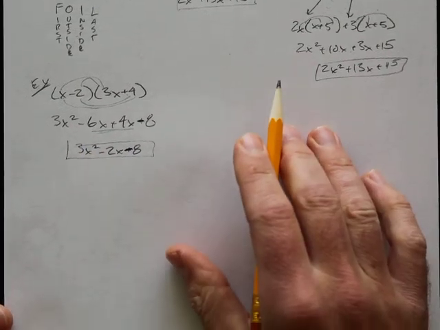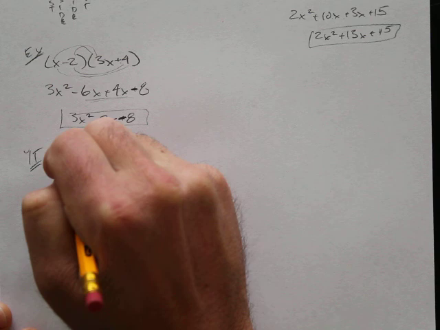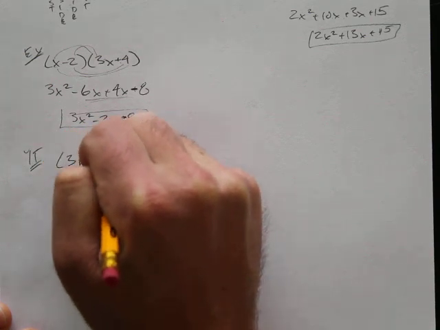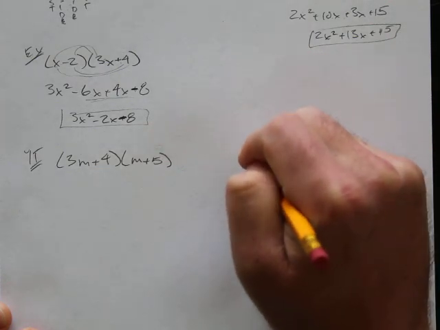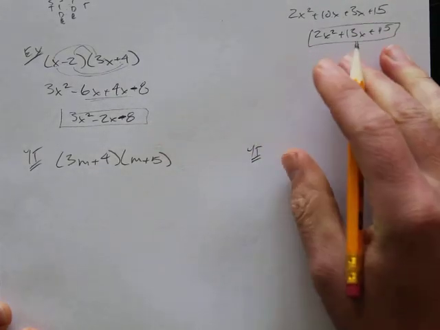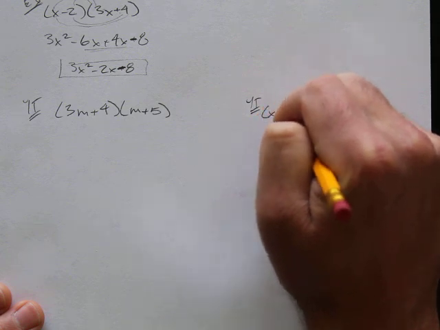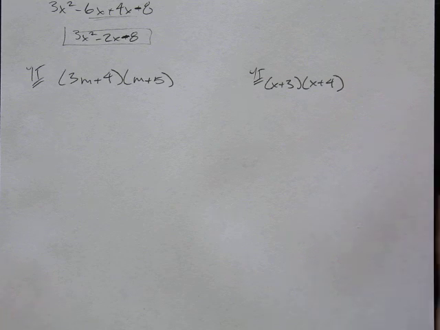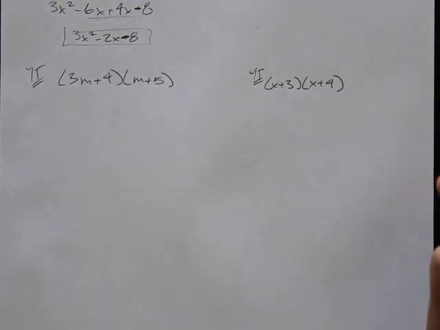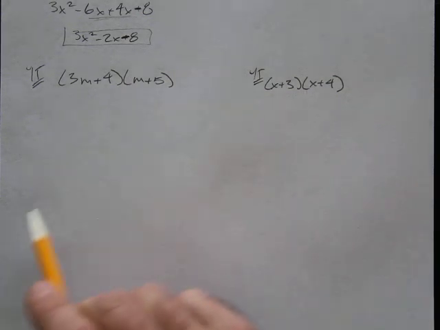So that's FOIL. So you are going to do two without me: 3m plus 4 times m plus 5, and x plus 3, x plus 4. All right, so go ahead and pause and FOIL these out.